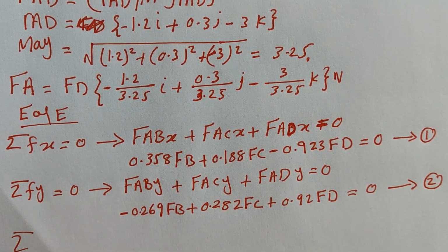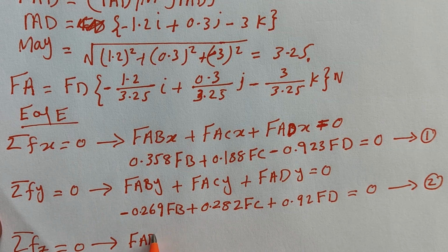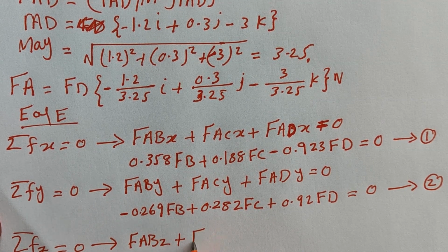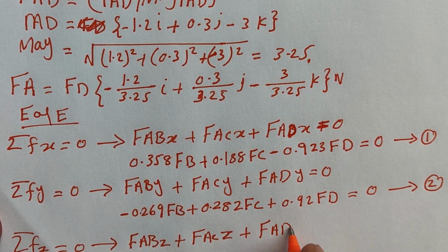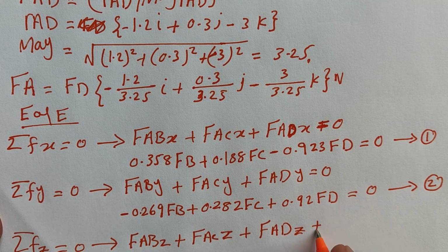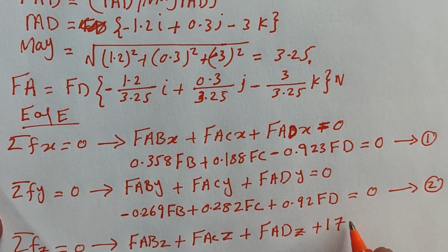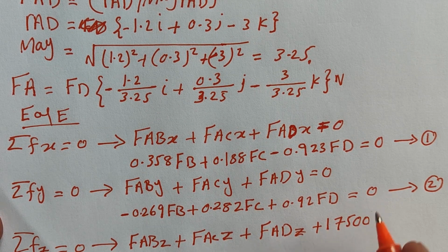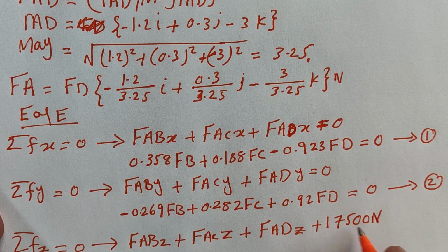We do the same thing for the sum of the forces on the z-axis, which should equal 0. FAB on the z-axis plus FAC on the z-axis plus FAD on the z-axis, plus of course we have positive 17,500 Newton straight upwards on the z-axis as well. They all should equal 0.